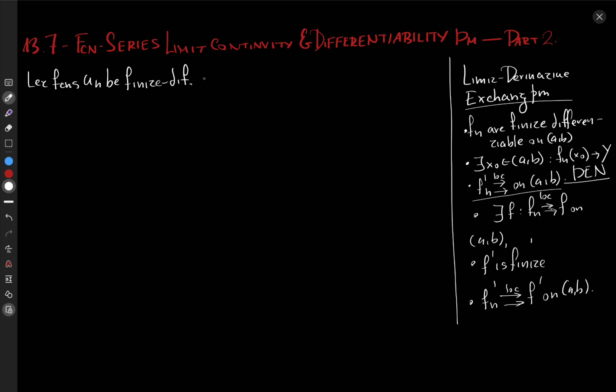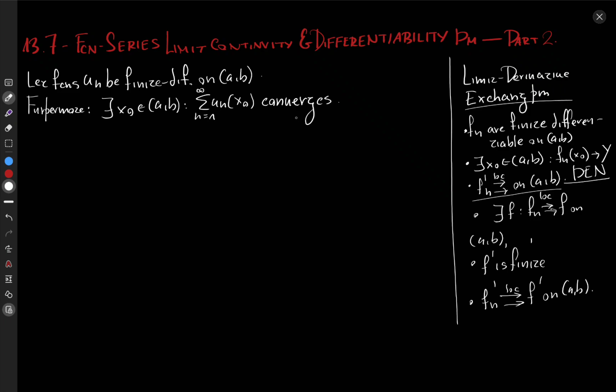on some open interval AB. Right. And let, furthermore, we assume that there exists some point x0 in the interval such that the sum, or the series of uns at the point x0 converges. Right? And also, we have a second requirement, or rather third, that the series of the first derivatives of uns converge locally on AB.